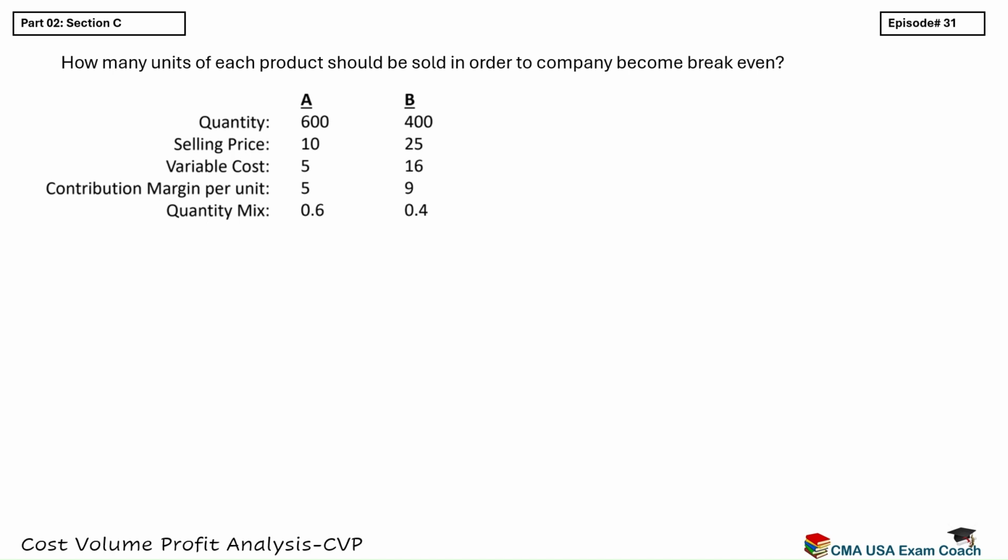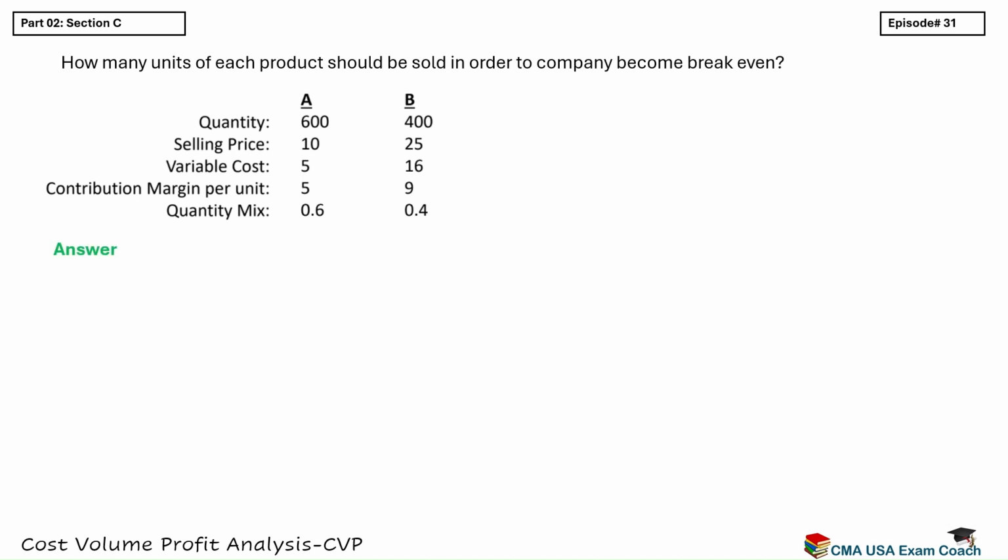We are also given that the total fixed cost is $132,000. Now, the company wants to know how many units of product A and product B should be sold to reach break-even, which means no profit and no loss. At break-even, the total contribution margin exactly covers the fixed cost. Let's solve this in steps.